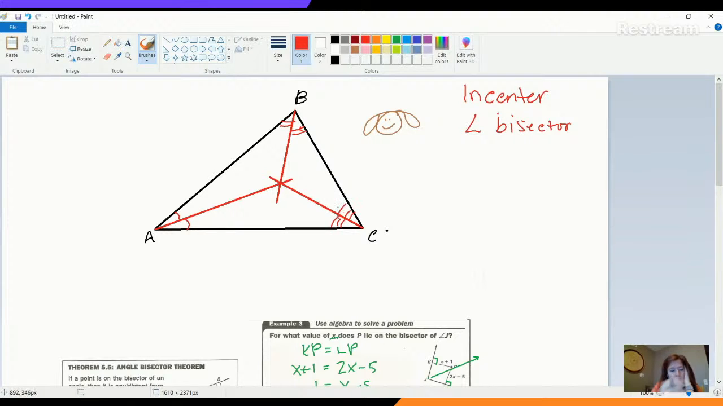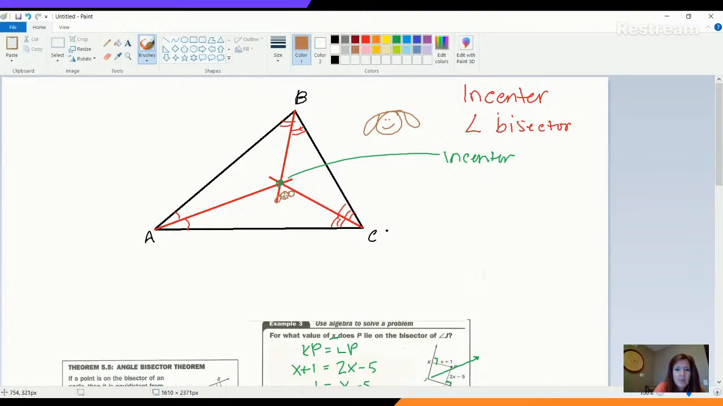Then all three of those match up at a point that we are going to call the in-center. So this is the in-center, at that point right there. Now, that's the in-center. Are we done? No, not quite yet. This is where our puppy's going to stand. So cute little puppy, he's got to stand right here, right at the in-center.